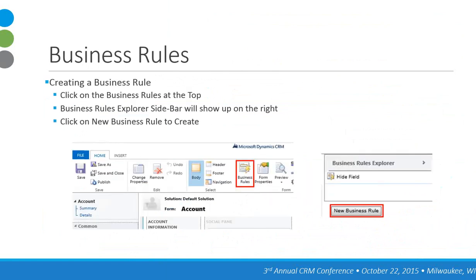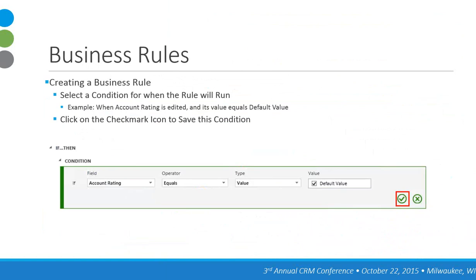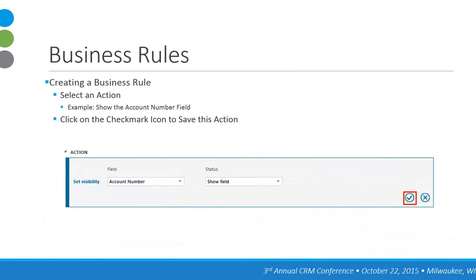account. Now in the form editor, you will have a business rules button at the top, and when you click on that button, it will slide out the business rules explorer from your right. And in here you can just simply click new business rule at the bottom of it. Now business rules run on certain conditions, so the first thing you want to do is select a condition when this is going to run. In this example, just whenever the account rating equals a certain value, and then you hit the check mark to save that condition. Then you want to select an action that will happen when that is true.